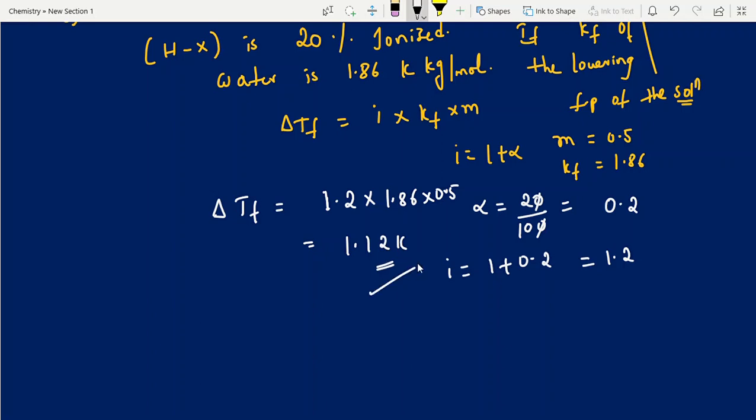So Van't Hoff factor, all the numericals I have covered, and the colligative properties also, the numericals they generally ask, ideal solutions and non-ideal solutions also I have covered.